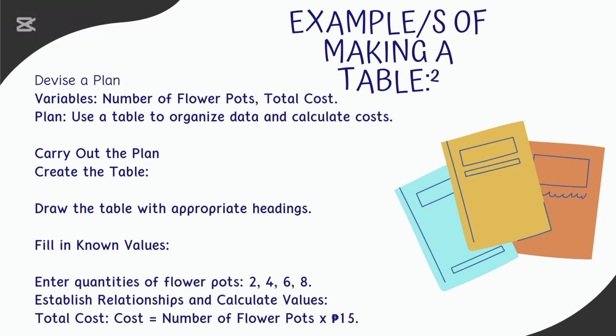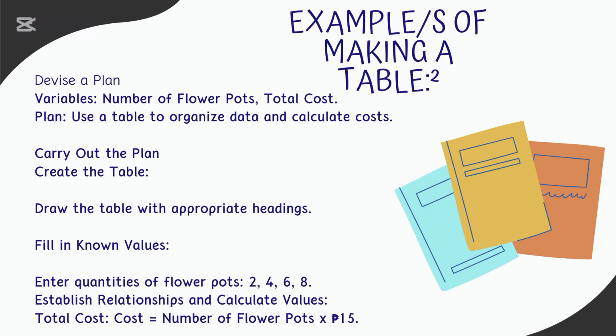Step 3. Carry out the plan. Create or draw a table with two headings: the number of flower pots and the total cost. Fill in the known values. Enter the quantities of flower pots: 2, 4, 6, and 8. You need to calculate the values using the formula: total cost equals the number of flower pots times 15.